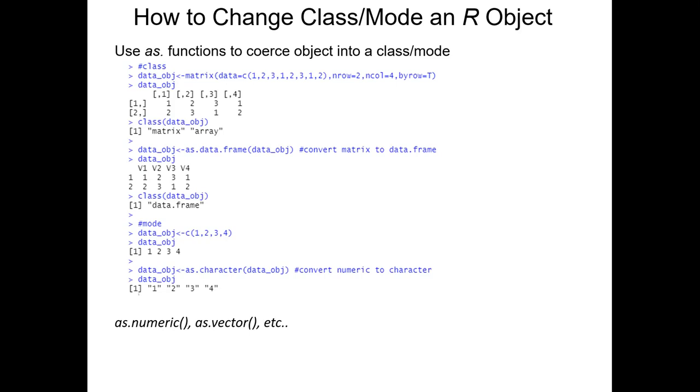And oh, down below, the second to the bottom code there, where I have a data object as another numeric vector, you can change those numbers to characters using as.character applied to that data object. So those come in handy too for doing certain things.